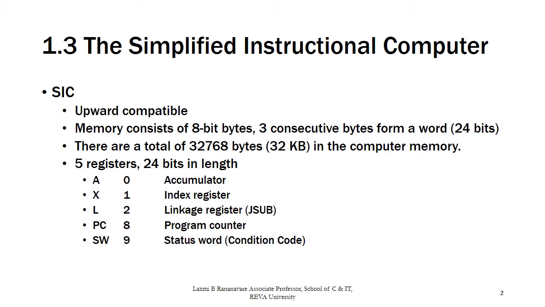Now we are going to see what is the SIC machine architecture. It is upward compatible, meaning whichever input you give to the SIC program, it will always run on the upper machine also, the upward compatible machine. The same input may run on this machine also. So that is called upward compatible.